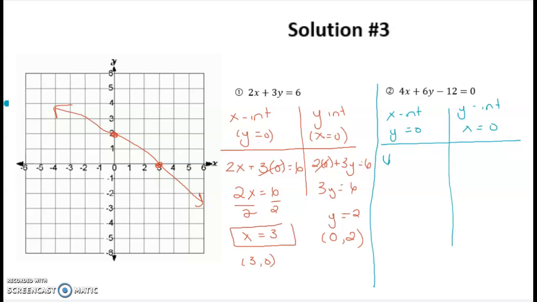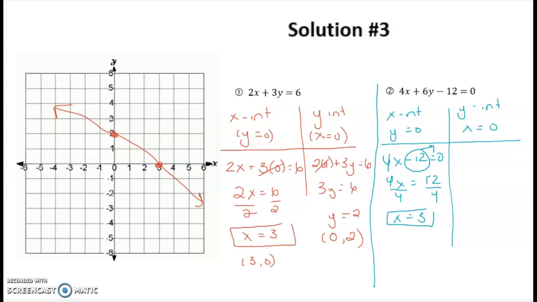Okay, so the first one we have 4x plus 6 times 0. But I'm just going to get rid of that because it equals 0 and I don't have very much room. So you don't even have to put that in. And then minus 12 equals 0. So now 4x equals, I have to move this 12 over, so it becomes a positive 12. Divide by 4, and then x equals 3.